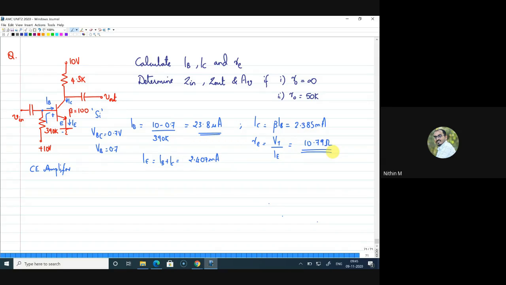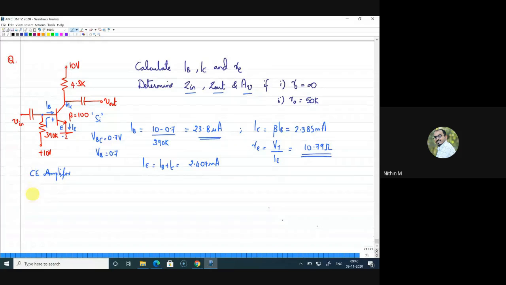Right. Now, I hope this is clear. If you know the value of RE, you can find the rest of the things, Z in, Z out and AV for two cases, which is R0 equal to infinity and R0 equal to 50. So, let me take case 1 here. Case 1 is R0 equal to infinity.